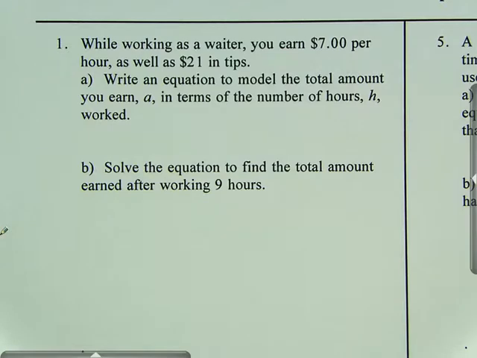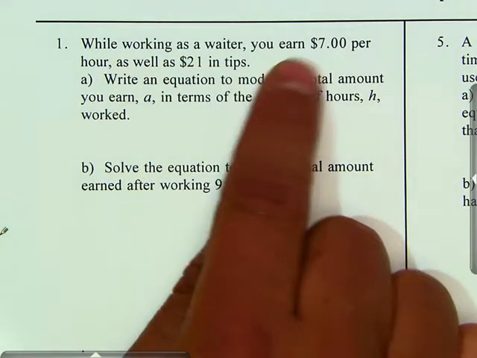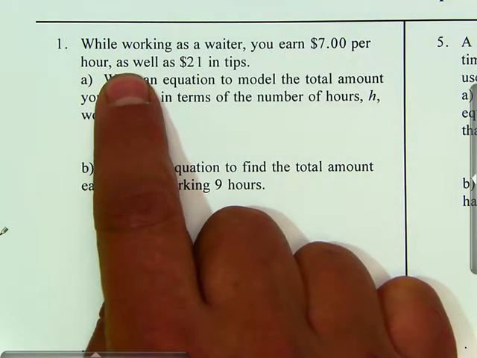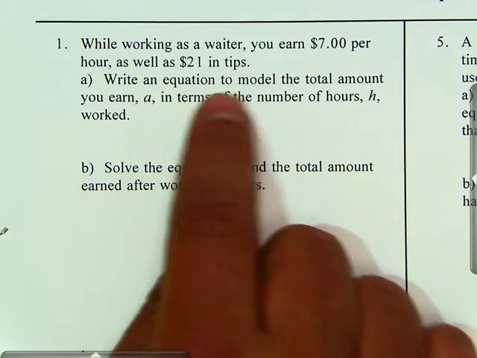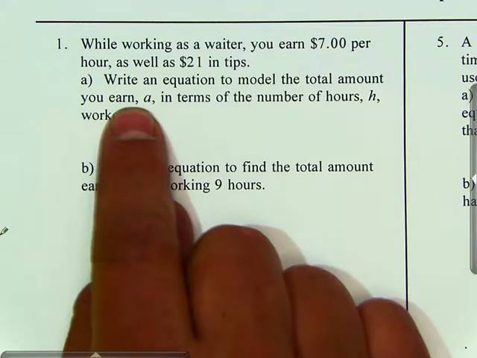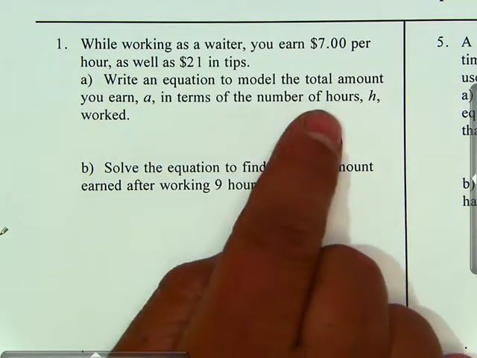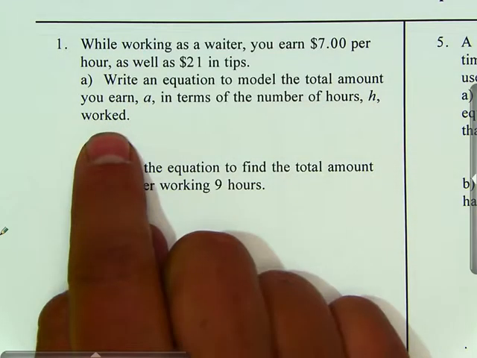On problem number 1, we have a word problem. And I know that many of you guys, once you see a word problem, you kind of start to panic, or you just get overwhelmed. One of the things that you have to make sure is that you read it once, you read it twice, and highlight, and then read the question. While working as a waiter, you earn $7 per hour, as well as $20 in tips. Write an equation to model the total amount you earn A in terms of the number of hours H worked.